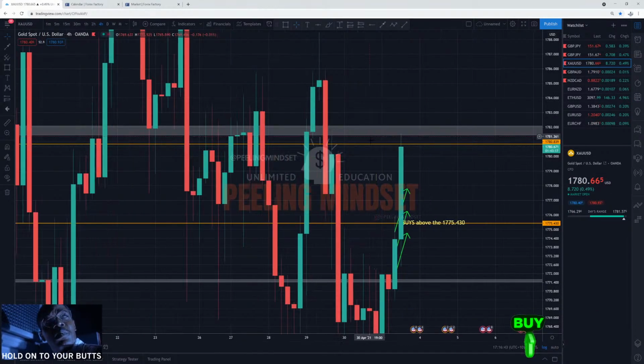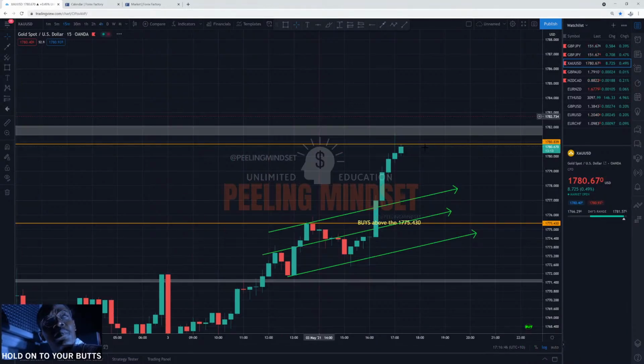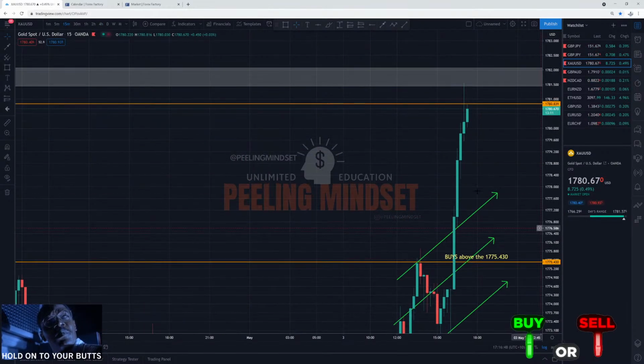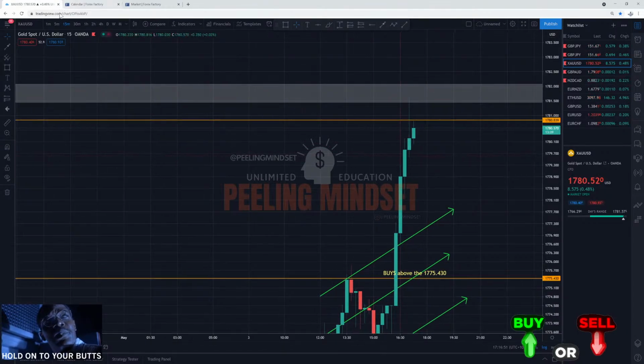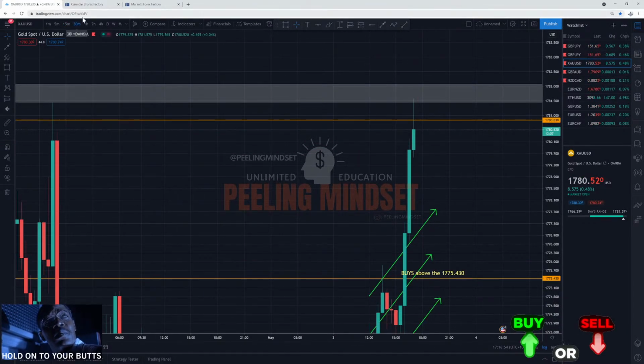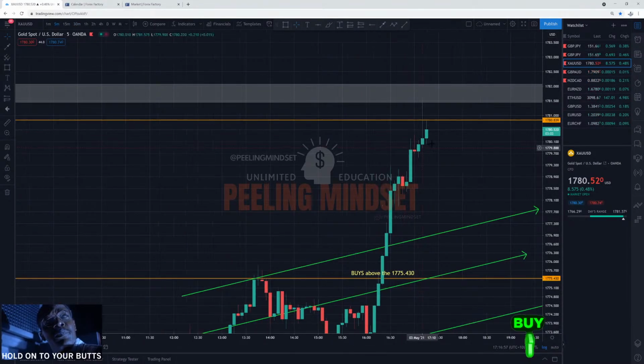That way we know that there is a resistance being established. So we just need some sort of resistance, ideally in a 1-hour. Let's just wait and see.